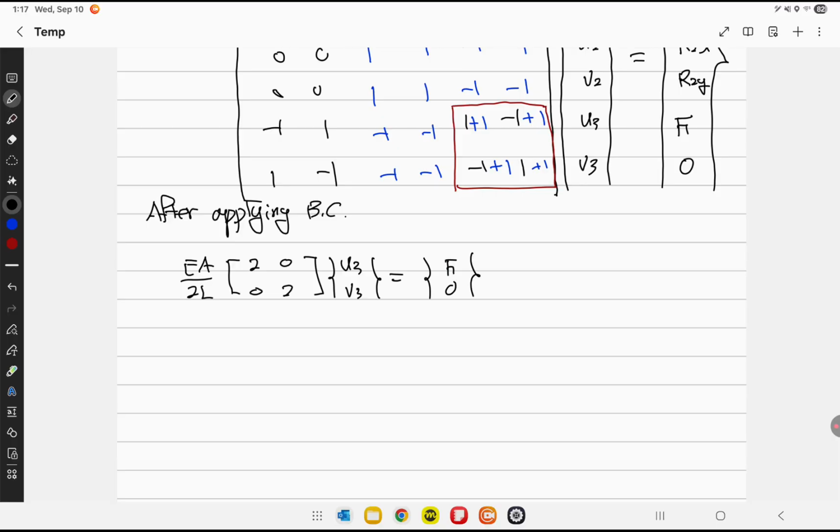So the first one, the 6 by 6, I call it a structural matrix equation. After you apply the boundary condition, this 2 by 2, I call it the global matrix equation. So this is indeed the global matrix equation after you apply the boundary conditions.